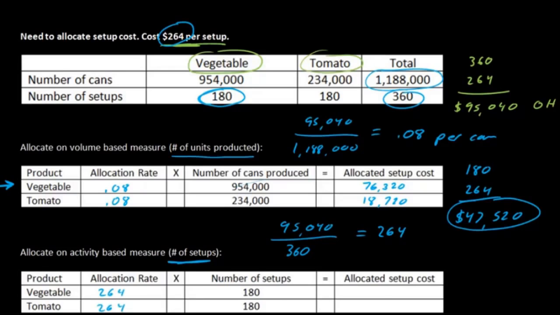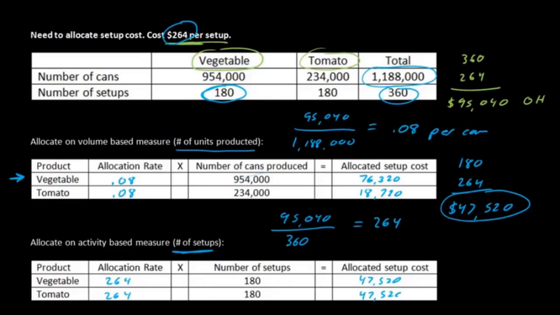In each product, we had 180 setups. So allocation based on number of setups would be 47,520 to vegetable soup and 47,520 to tomato soup. So hopefully you can see that the allocation method, whether we use a volume-based measure or an activity-based measure like setups, really makes a difference, and it can affect decision making.